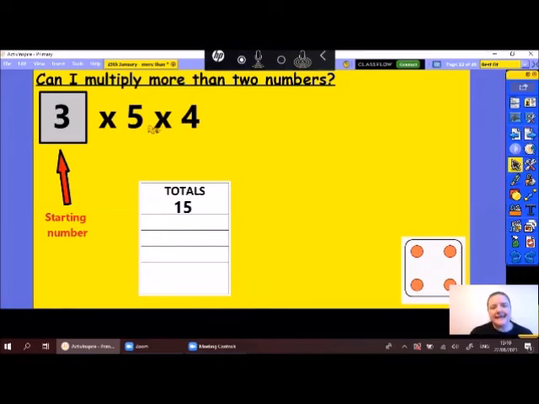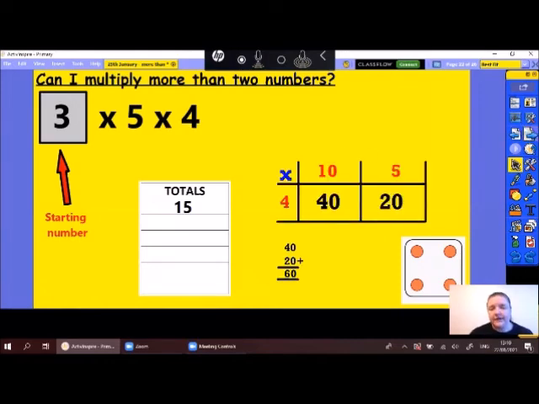So I know that up to here was 15. So I need to do 15 times 4. So I might need a grid method to work that out. And I've worked out here that that makes 60. So 60 is going to go in my totals. That's my new total that I have.